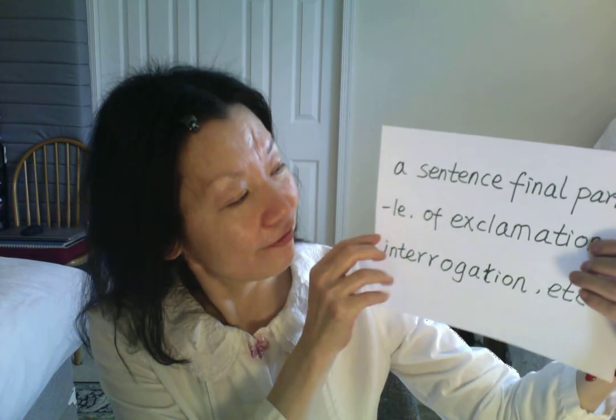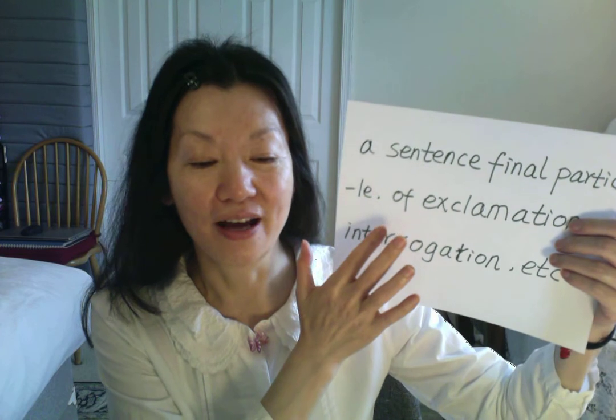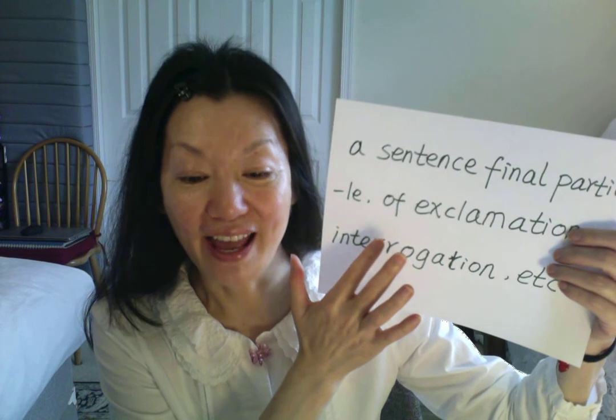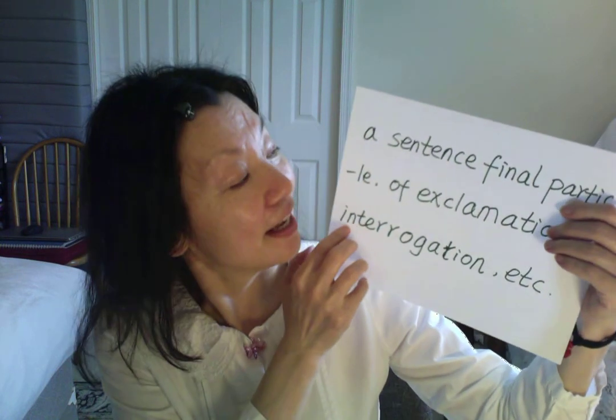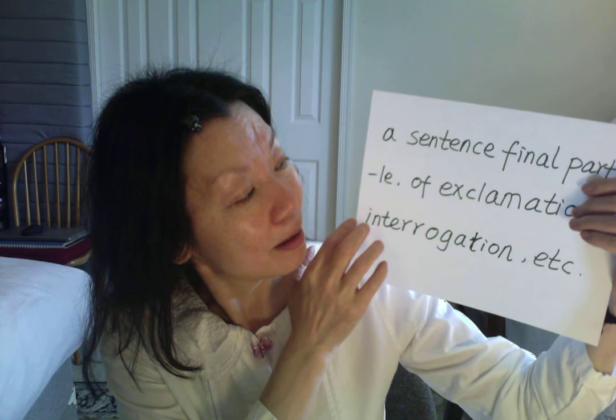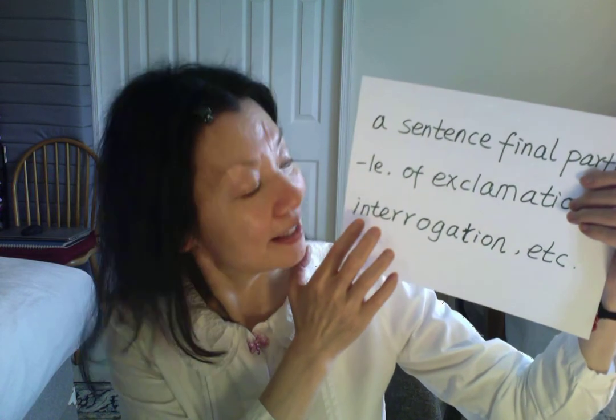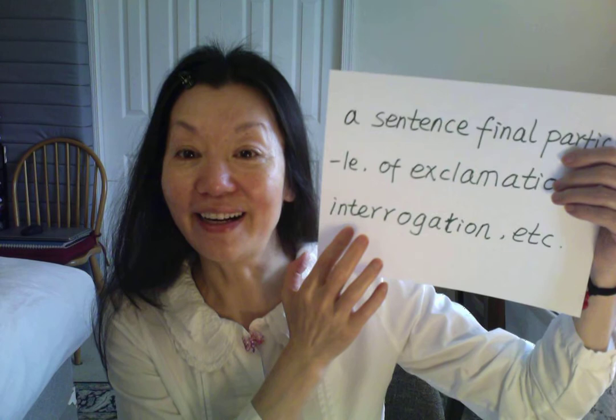So what is it here? A sentence-final particle of exclamation and interrogation. Which character in Chinese? In Chinese we say a. That is it, right? A. One more time. A. Okay, cool. Let's see the pinyin here.